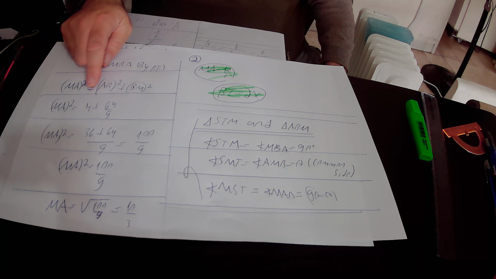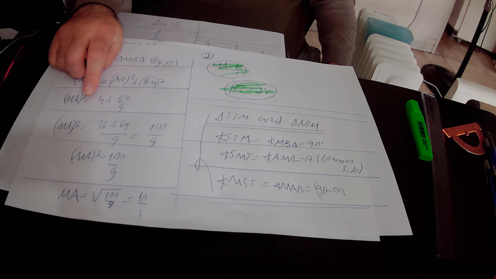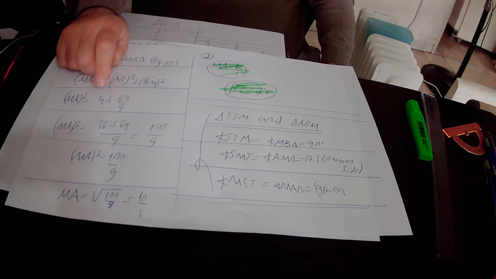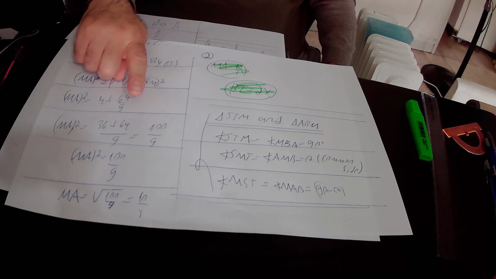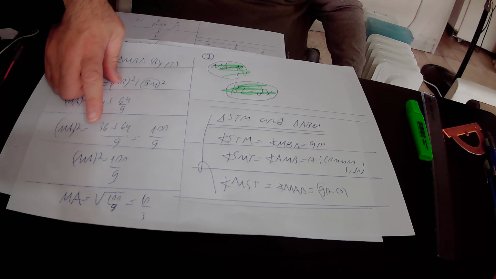Here we multiplied 4 by 9 and then we divided by 9 in order to have a common denominator with 64 over 9. So MA square equals 4 times 9, which is 36, so in the numerator we have 36 plus 64 divided by 9. 36 plus 64 is 100 divided by 9. So we found out that AM square equals 100 over 9.